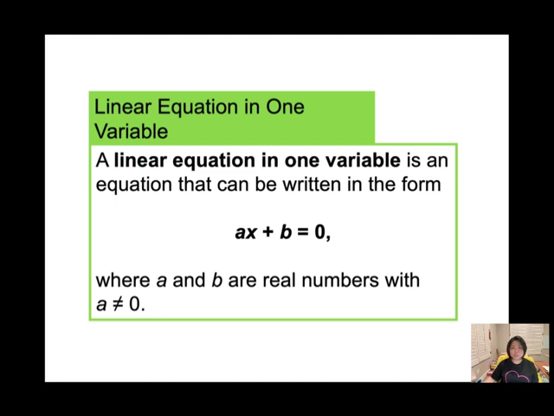Linear equation in one variable. A linear equation in one variable is an equation that can be written in the form ax plus b equal to 0. A and B, we consider these to be real numbers, with A not equal to 0. So we only have one variable. The variable will be the x in here.